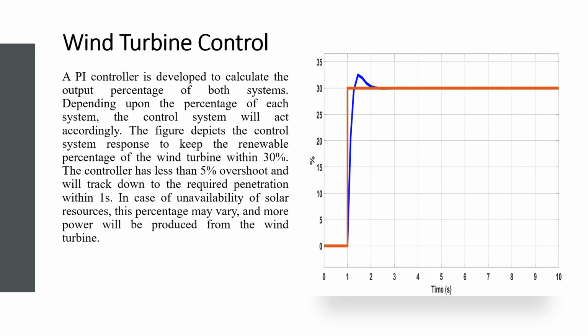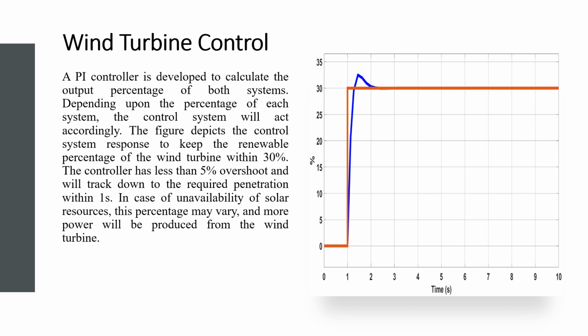So in order to achieve the desired penetration of the wind turbine, a PI controller is developed to calculate the output percentage of both systems. Depending upon the percentage of both systems, this PI controller will act accordingly. This figure shows that when the penetration of the wind turbine goes beyond 30%, the control system will start responding, and the output percentage of the wind turbine again goes down to 30% within 1 second.